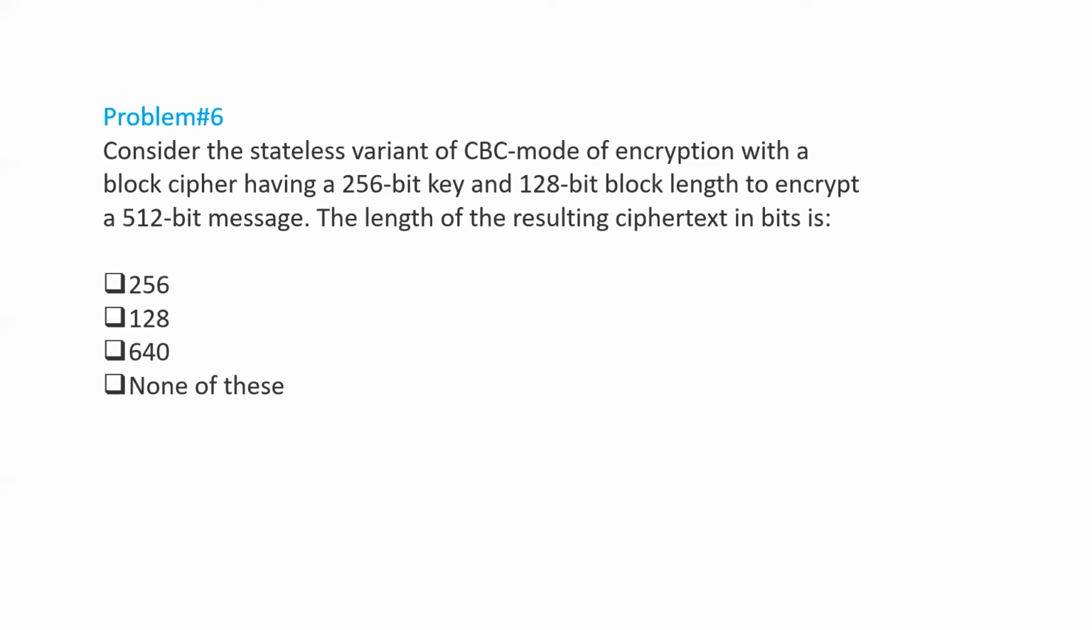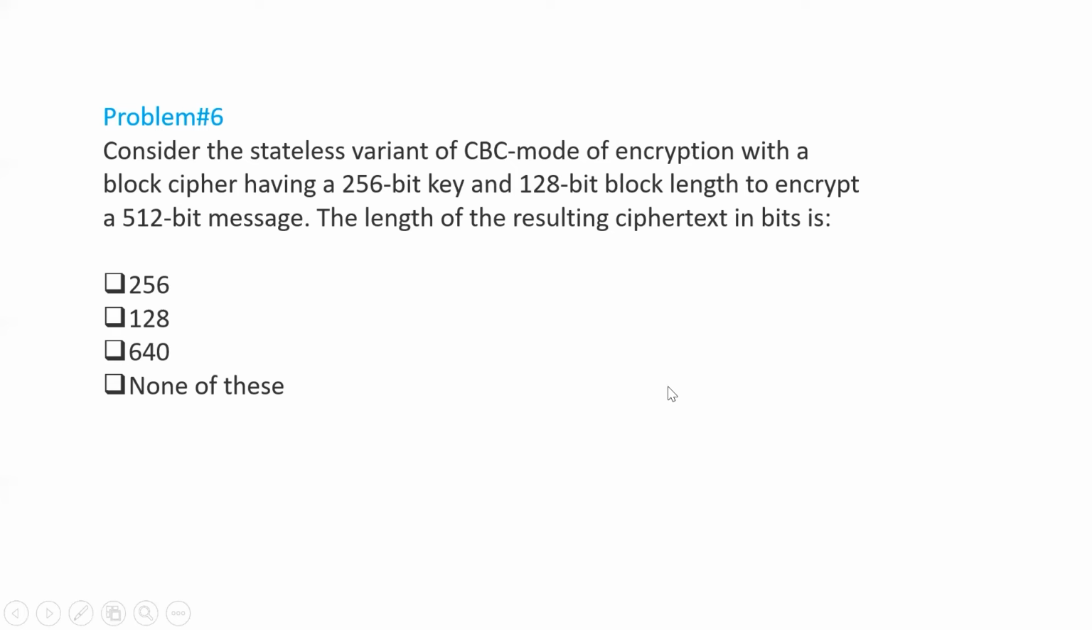Now you are asked for the length of the resulting ciphertext in bits. If you see the CBC mode of encryption, you basically have to make your plain text length a multiple of your block length, right? So if your block length is 128 bits, your message also has to be a multiple of 128 bits. If it is not, then you add some padding bits, right?